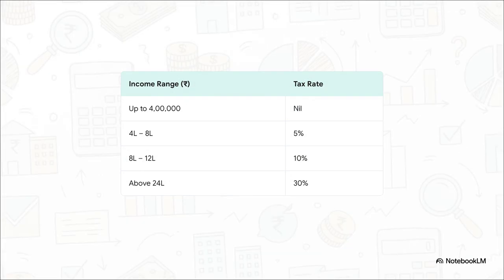And this is the new streamlined path. Right away, you can see the slabs are totally different, and the tax rates look lower at a lot of the levels. The tax-free limit is also higher at 4 lakhs. But please, always remember the trade-off. You lose almost all of those Chapter VIA deductions. It's a simpler calculation for sure, but that doesn't always mean it's better for you. You really have to do the math and see which one saves you more money.